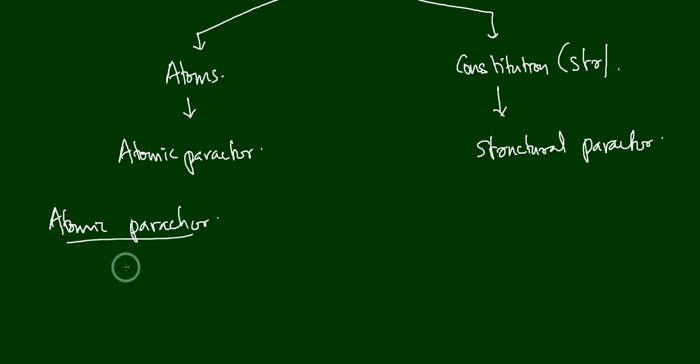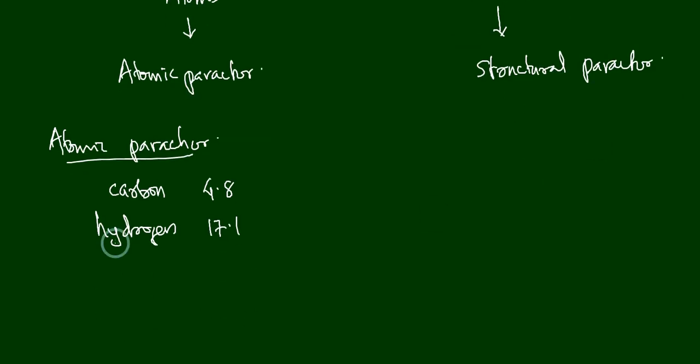Different atoms will have different contributions towards the total parachor of the liquid. For example, carbon will give a contribution of 4.8 towards the total parachor, hydrogen atoms will give a contribution of 17.1, and the oxygen atom will give a contribution of 20.0 towards the total parachor. These types of contributions are called atomic parachor.